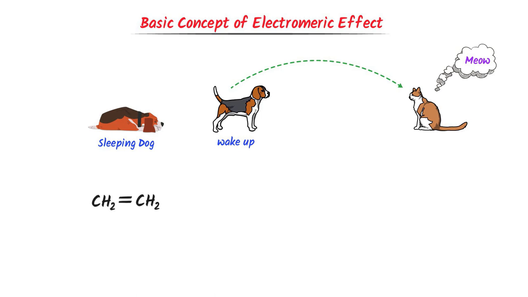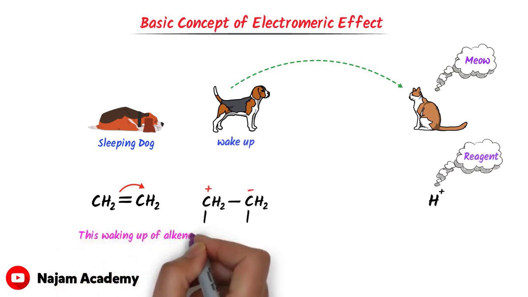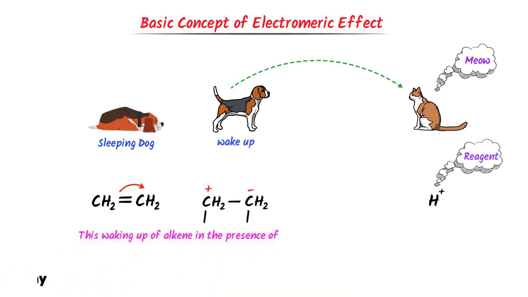Similarly, consider this alkene. Let me place an attacking reagent near this alkene. Now this alkene will wake up and it will change its structure like a dog. Secondly, consider the opposite case. If there is no attacking reagent, this alkene will enjoy its sleeping period. Thus we say that this waking up of alkene in the presence of attacking reagent is known as electromeric effect.